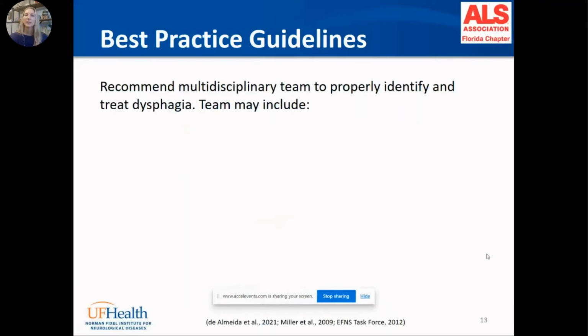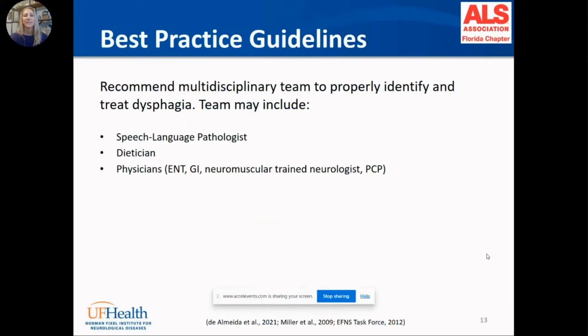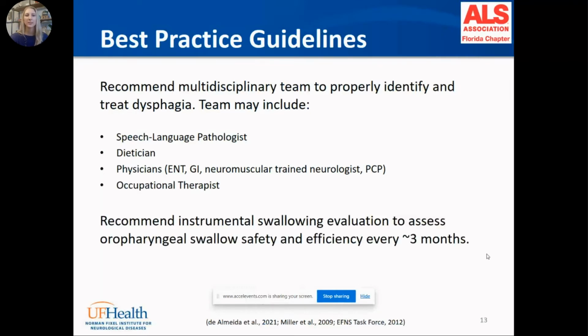Some best practice guidelines for persons with ALS who want to assess swallow function. We recommend a multidisciplinary team to identify and treat dysphagia. These team members may include a speech-language pathologist, a dietitian, physicians such as ENT, gastroenterology, neuromuscular trained neurologists and their PCP, and an occupational therapist.